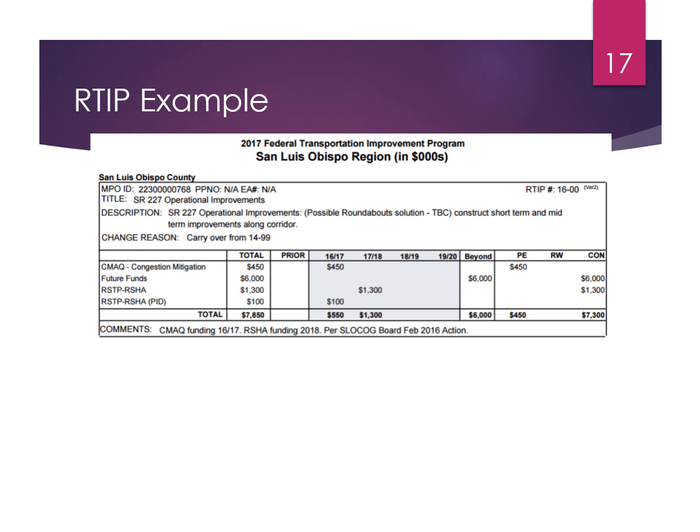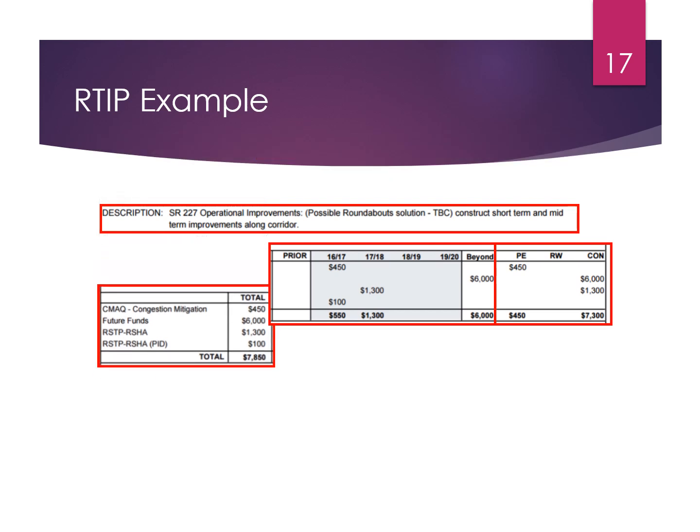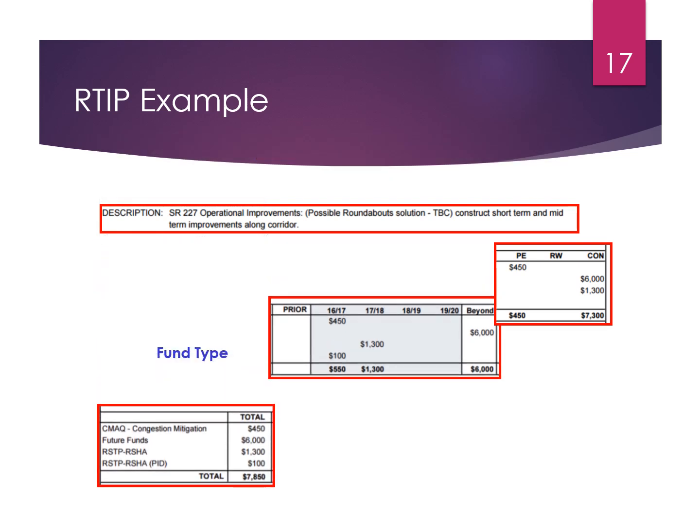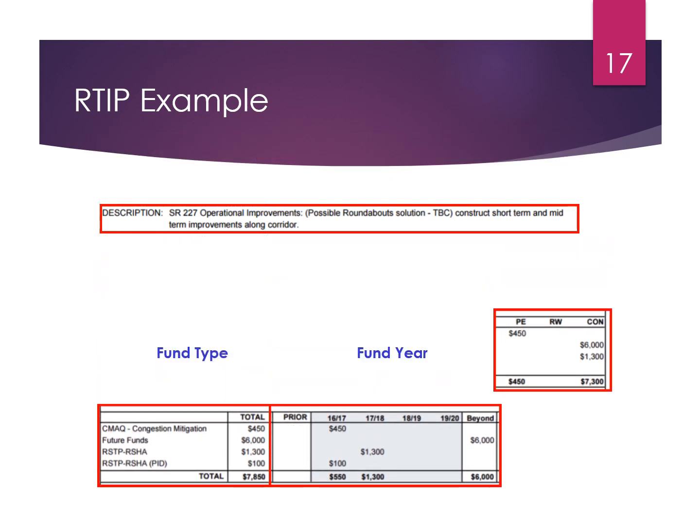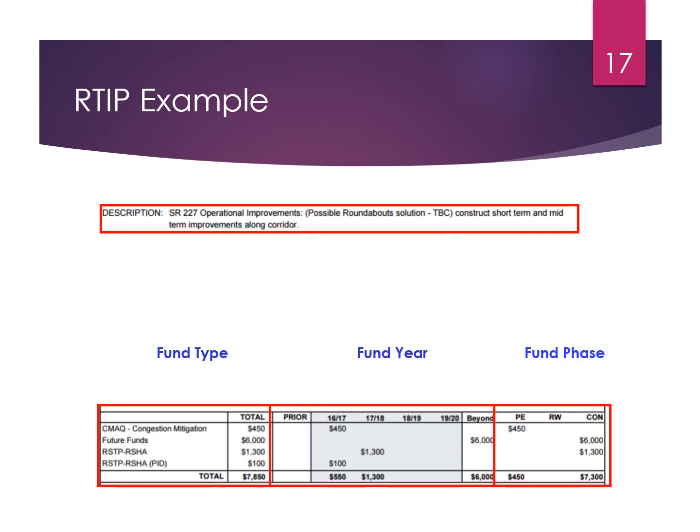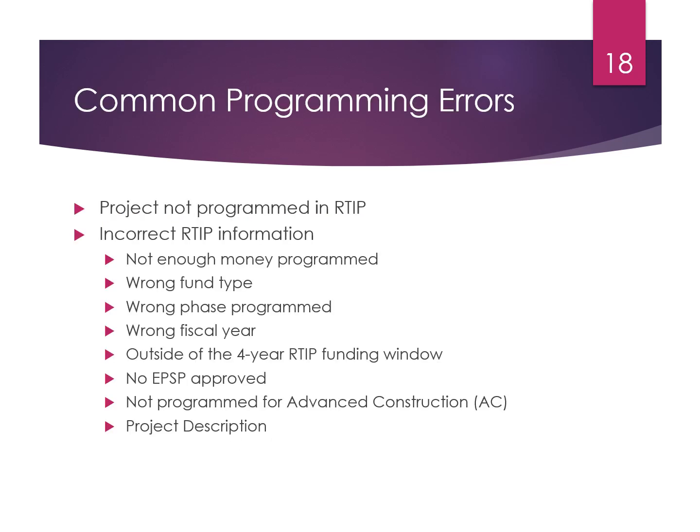Let's briefly look at an RTIP example of an individual project listing. The RTIP focuses on 5 areas: project description, fund type, fund year, fund phase, and the fund amount programmed per fund type, per fund year, and per fund phase. All of your hard work up to this point can be rendered useless and your project delayed if your project is programmed incorrectly in the RTIP.